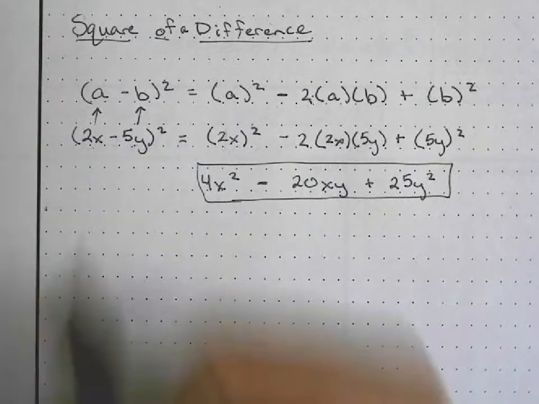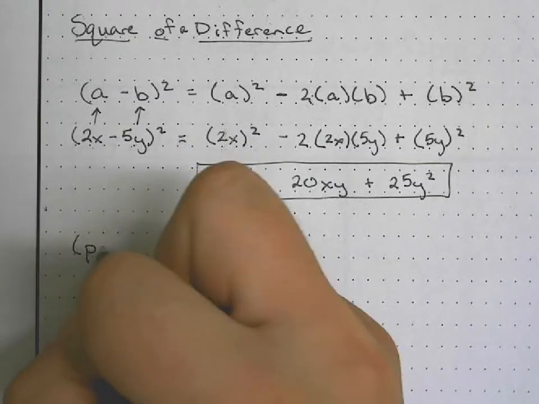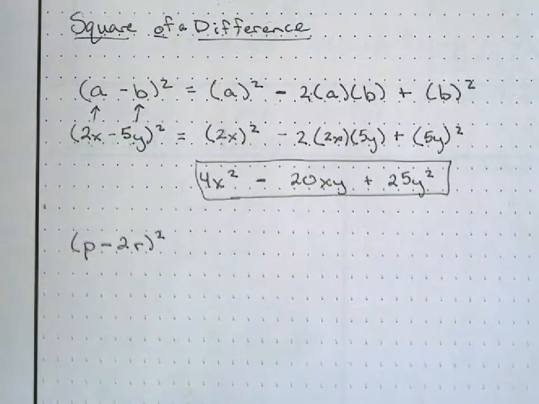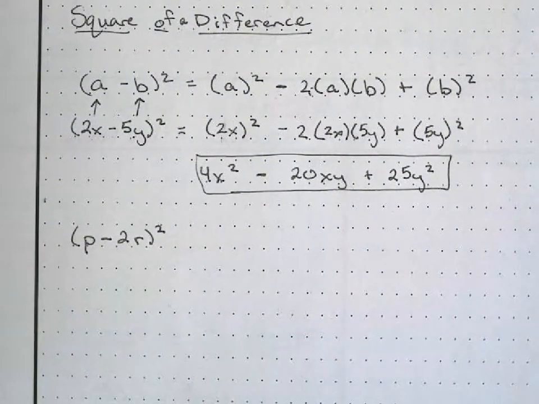So I have an example I'd like you to try on your own. P minus 2r squared. So identify your a and your b and try to simplify this one. Pause right here and try this one on your own.